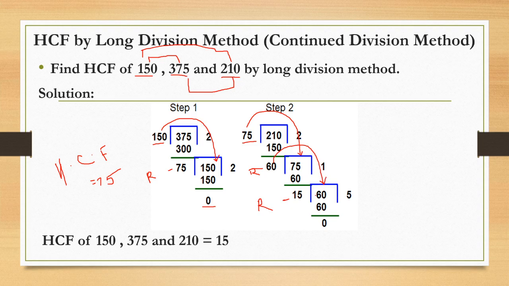In table of 15 at 5 times, sorry, not 5 times, 4 times, I wrote it wrong here. At table of 15, 4 times we got 60, so that's how we got 0 as our remainder. Now this 15 divides this number exactly, so 15 is going to be the HCF of these three numbers, that is 150, 375 and 210. I know this is slightly confusing. Practice this question very well. You will understand it easily.